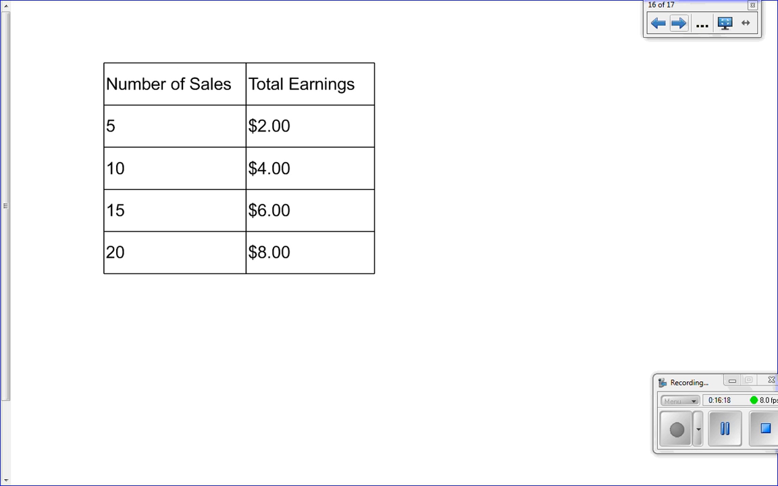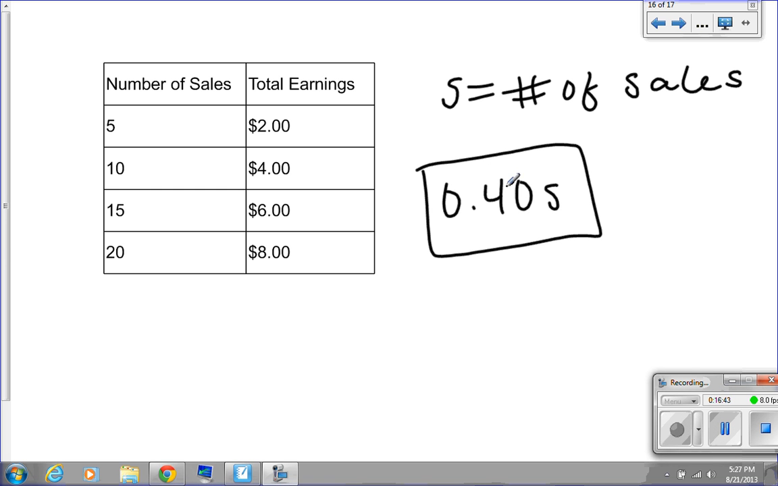So let's look at this one. The number of sales and the total earnings. So how does the number of sales affect the total earnings? So let's use S to be the number of sales. What do I do to each number of sales to get my total earnings? So take a second and think about that. So you should have discovered that 40 cents times the number of sales will give us our total earnings.